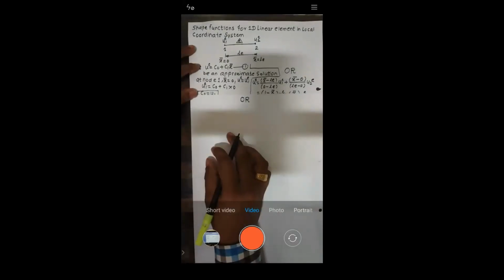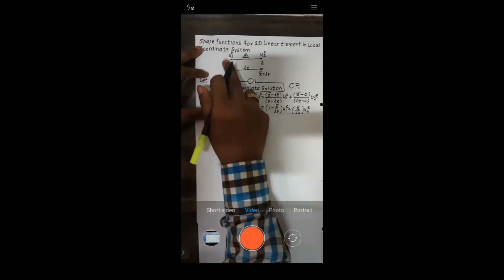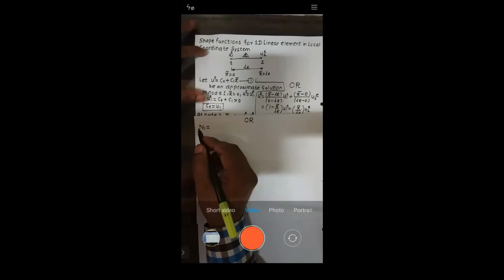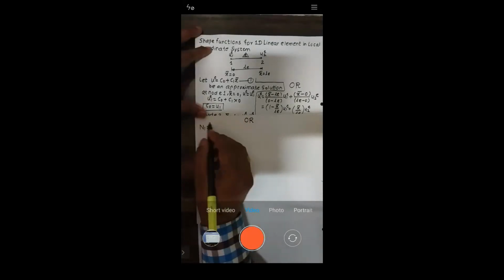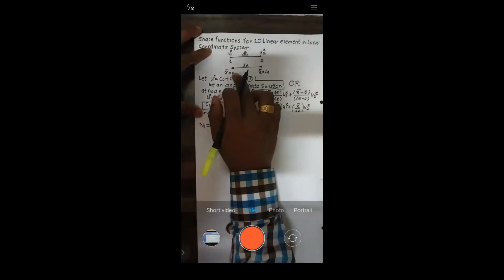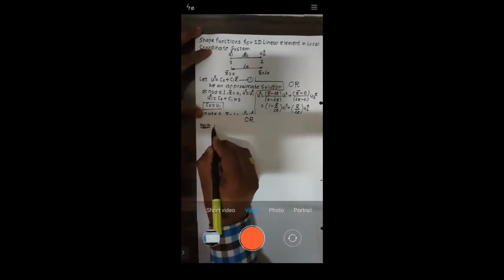Now all of you tell me, I need to write down the shape function for node 1. When I write for node number 1, I will write n1, and for node 2, I will write n2. Before that, I should write down one common shape function N.